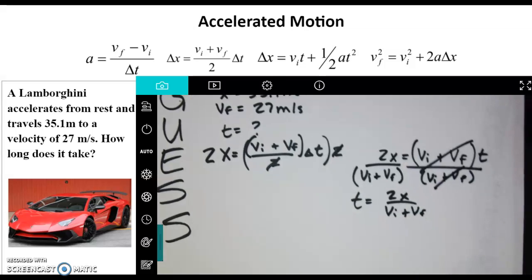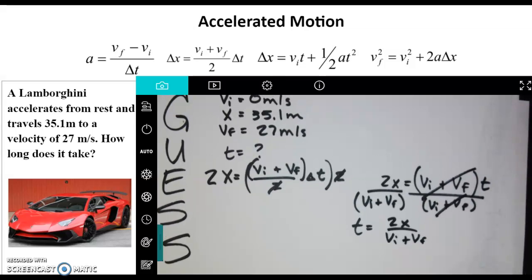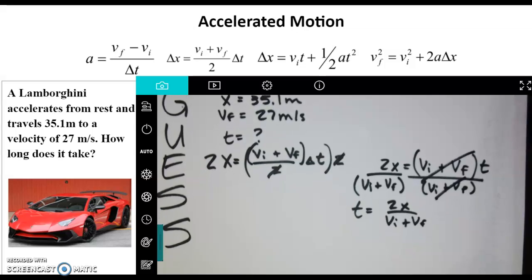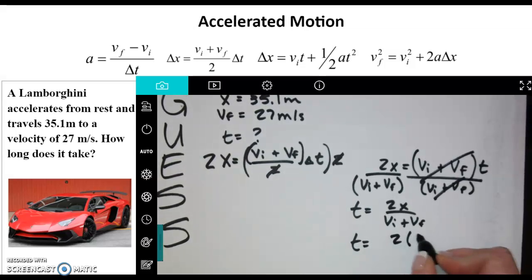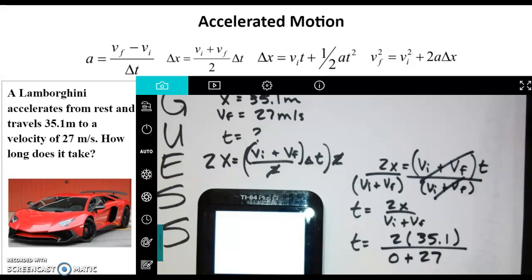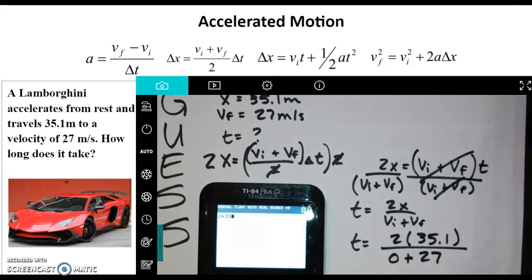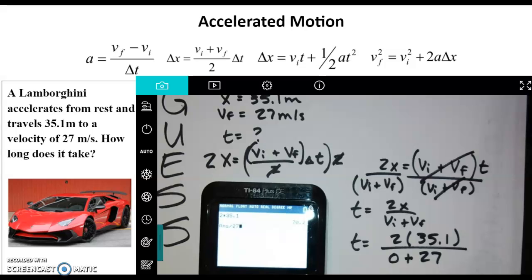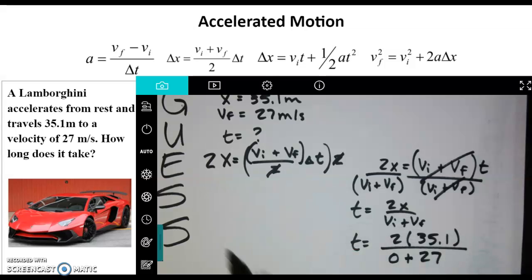Okay, next we need to substitute in our variables. So the question gave us our x to be 35.1. So I have t is equal to 2 times 35.1 divided by 0 plus our 27. Next, we need to plug this into our calculator to solve. So I have 2 times 35.1 and I'm going to divide that by 27. This gives us our time to be 2.6. Time is equal to 2.6 seconds.